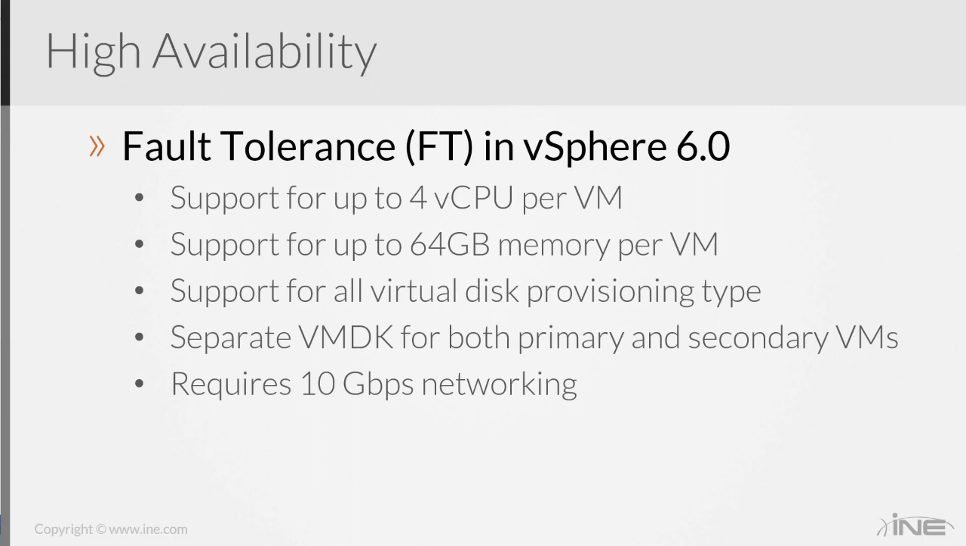Also, vSphere 6.0 has a 10 gig network requirement for fault tolerance. It doesn't necessarily need to be a dedicated interface. So we could have a 10 gig interface and share that bandwidth with network I/O control, and we could basically give our fault tolerance traffic higher priority on that 10 gig link. Okay, so let me just pull up my vSphere web client here, and we'll have a look where we can configure this.